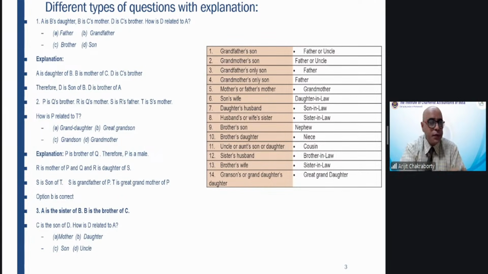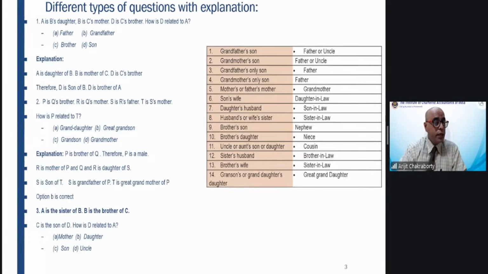So please see this example number 3. A is the sister of B. So A and B are siblings. A is female. B is the brother of C. So B is male and B is the brother of C. So we can now understand that A, B, and C are siblings. They are brothers and sisters. They form a linear chain, A, B, and C. A is the sister, B is the brother, and they have another sibling, that is C.